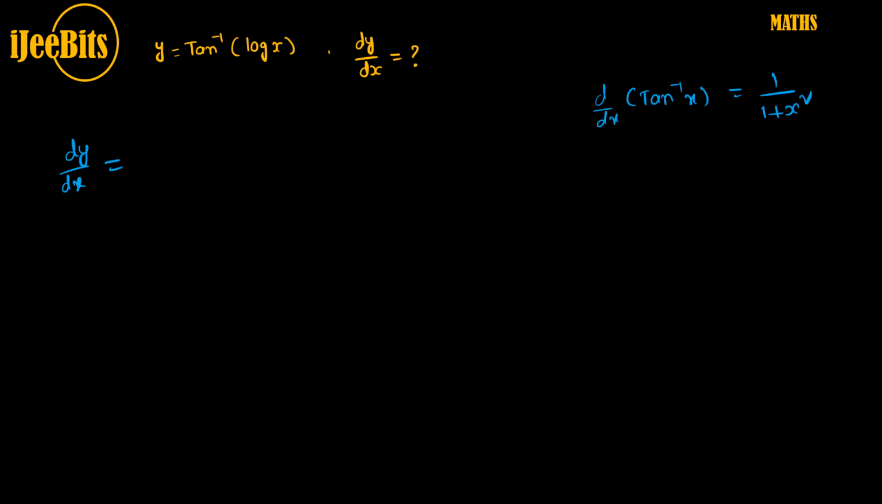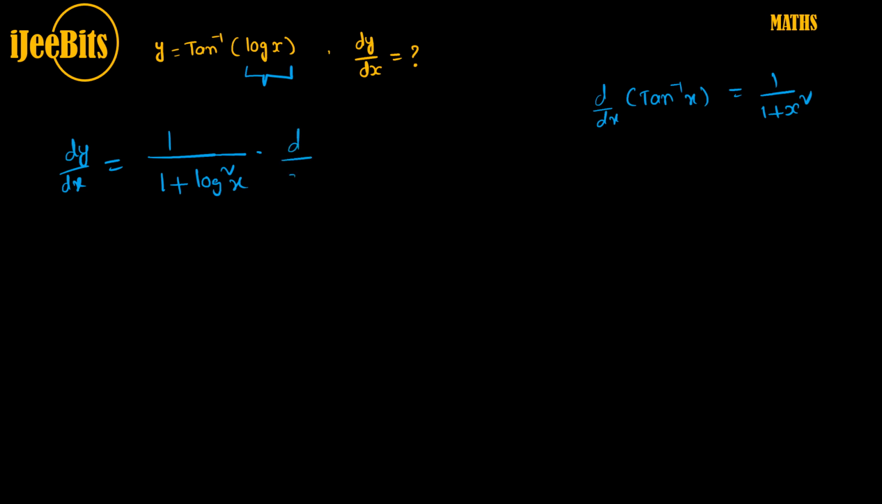Think of this tan inverse x. So your value would be 1 plus x square. Instead of x, what I got here is log x. So just apply the rule as is, blindly: 1 plus x square means 1 plus log square x. Then what you have to do? You can't leave it, because this is not an x. You have to differentiate this function too.